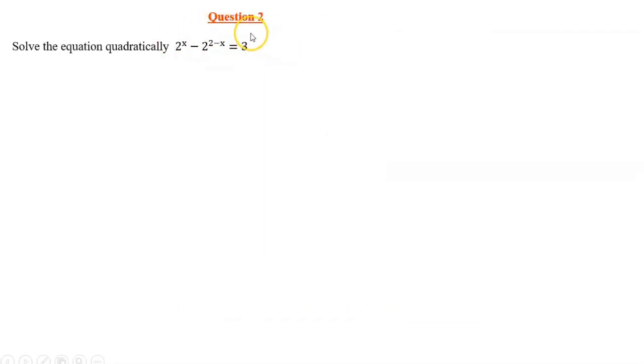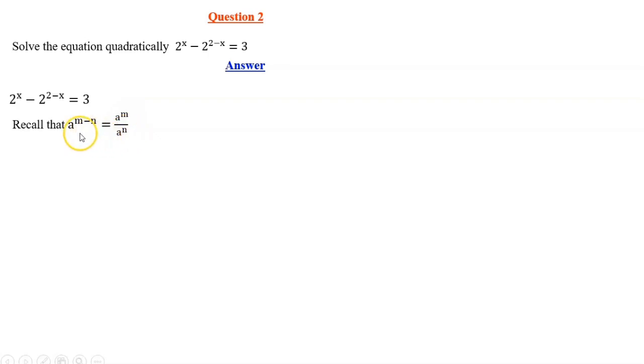Considering this question, to solve the equation quadratically: 2 to the power of x minus 2 to the power of 2 minus x is equal to 3. Understand? It is important to recall that a to the power of m minus n is equal to a to the power of m all over a to the power of n.